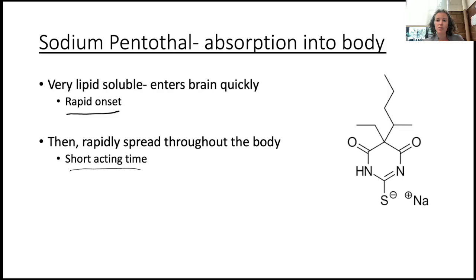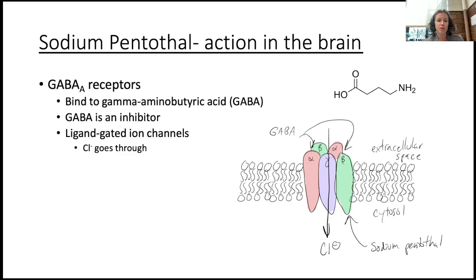So how does it work? Well, in order to understand how sodium pentothal works, let's first talk about what is going on in the brain that allows it to work. So I have to introduce you to this class of proteins called GABA receptors. Specifically, GABA A receptors. So this is a protein.